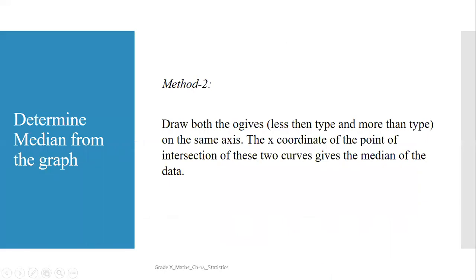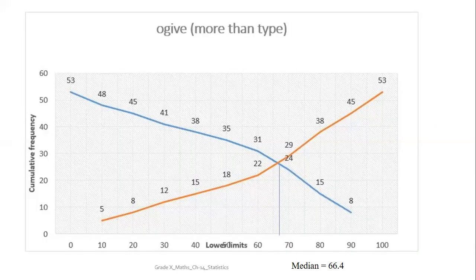Now the second method. Draw both the ogives, less than type as well as the more than type, on the same axis. The x-coordinate of the point which is the intersection of these two curves gives the median of the data. So in this graph, we have less than type as well as the more than type. For the limits, we start from 0 and then continue here. Here I'm just drawing 0 two times for you to explicitly see them. You can directly draw them over there.